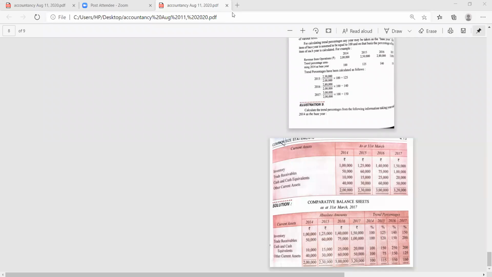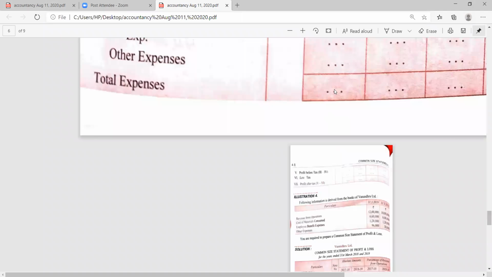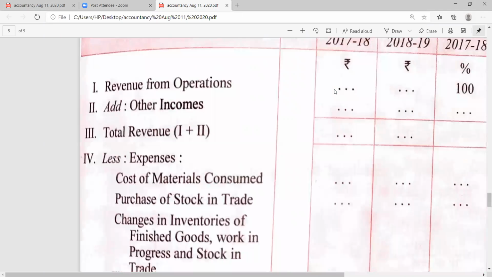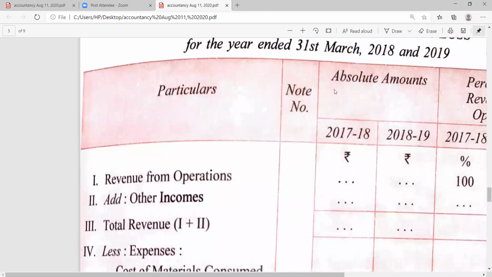I'll show you in this also. Let me scroll the screen. Screen is visible to you, I hope. Lakshmi, is the screen visible to you? Yes, ma'am. See, in this question, 14 lakh is the profit before tax. You can see 14 lakh.